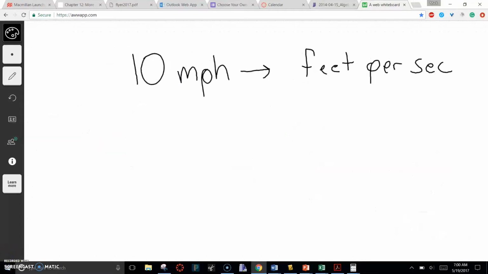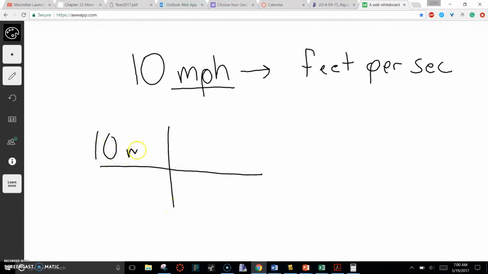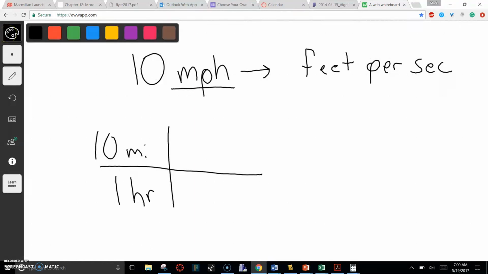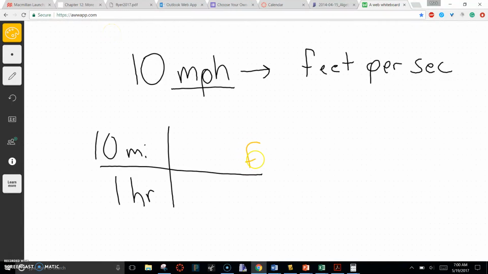Okay, so now the little bit of a trickier one. I want to go from miles per hour to feet per second. So, here's what it means when they say miles per hour. They really mean that it's miles divided by hours. So I have 10 miles divided by a single hour. And that's really what miles per hour means. And our goal would be for this new unit to be feet and this new unit to be seconds. So we can do that, but we have to do it in a couple steps.